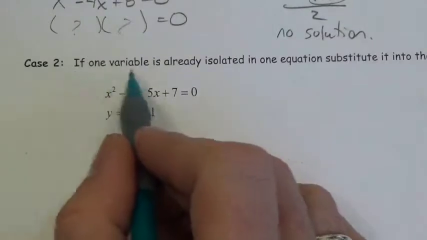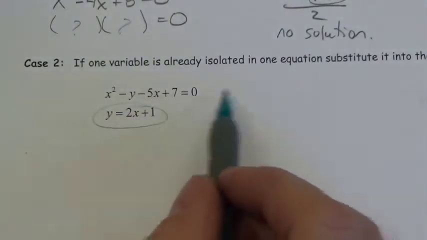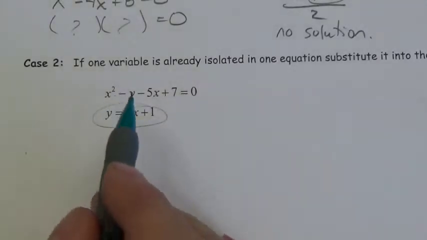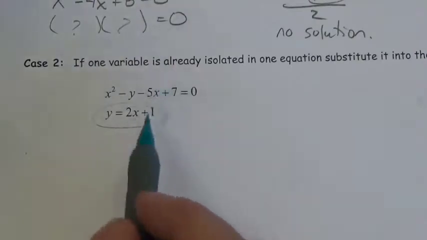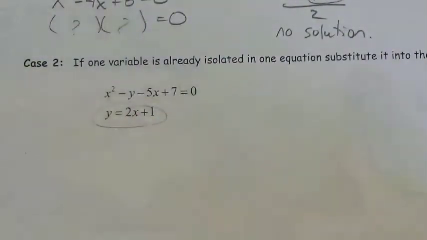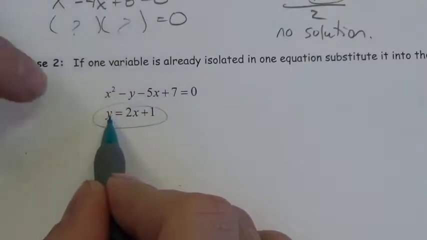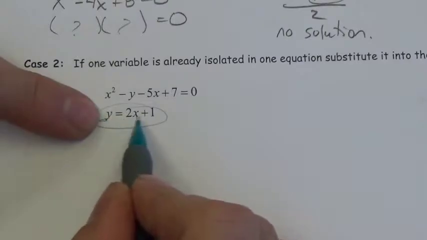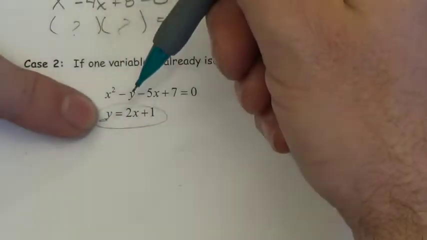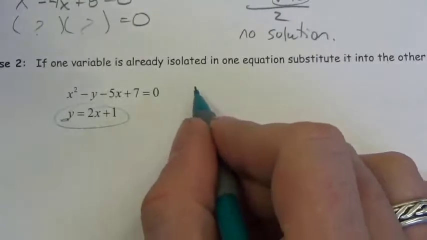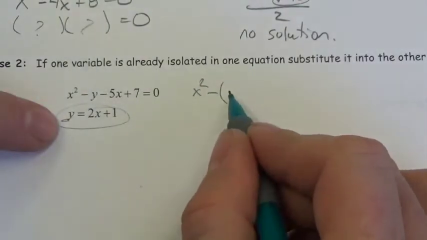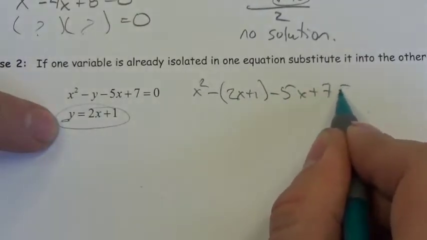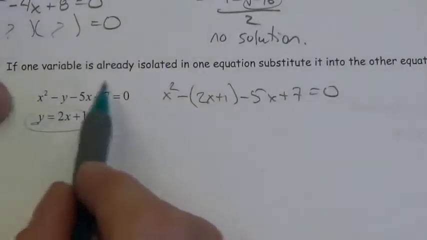Case number 2. If one variable is already solved, then you could do a substitution. Again, you don't have to. You could, for example, isolate the y in that quadratic and then do the same thing that we just did. It doesn't matter here. But if you know from one equation that y is equal to 2x plus 1, then if that y right there is 2x plus 1, then so is that y right there. And so this becomes x squared minus, in brackets, 2x plus 1, and then minus 5x plus 7 is equal to 0.